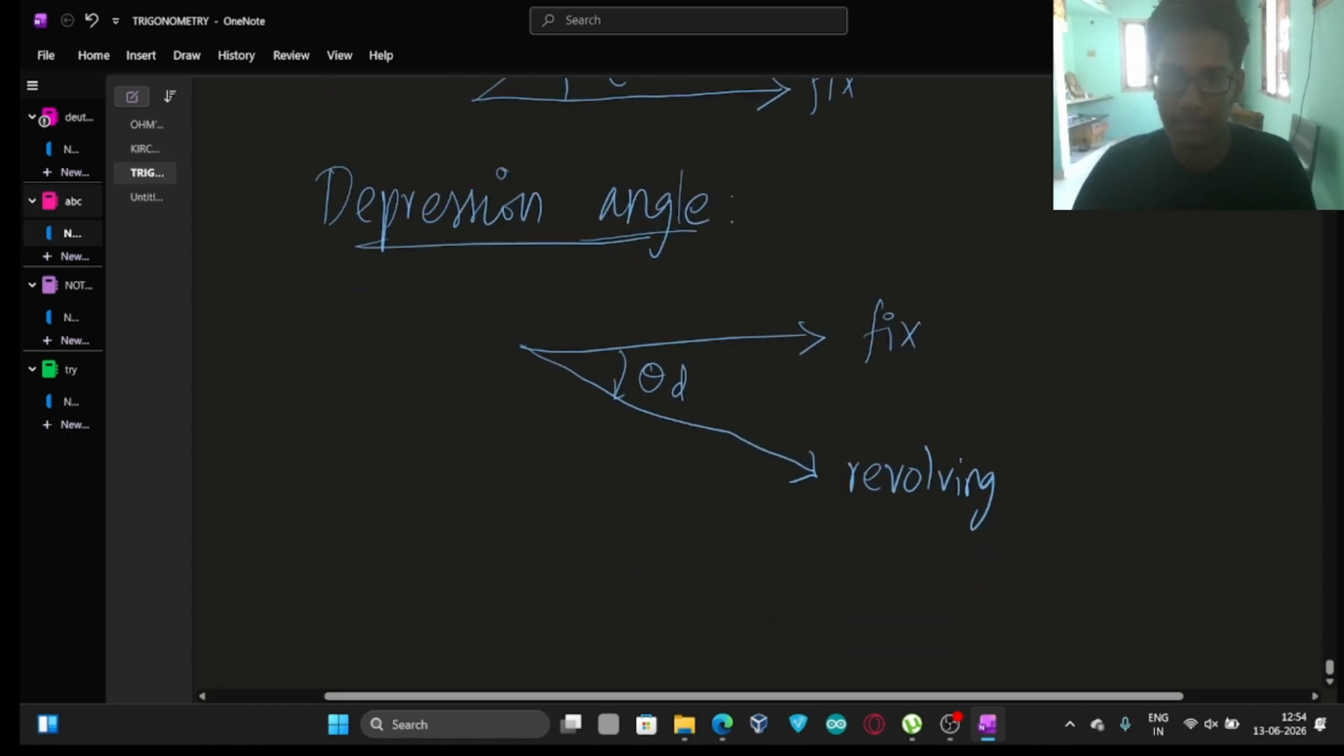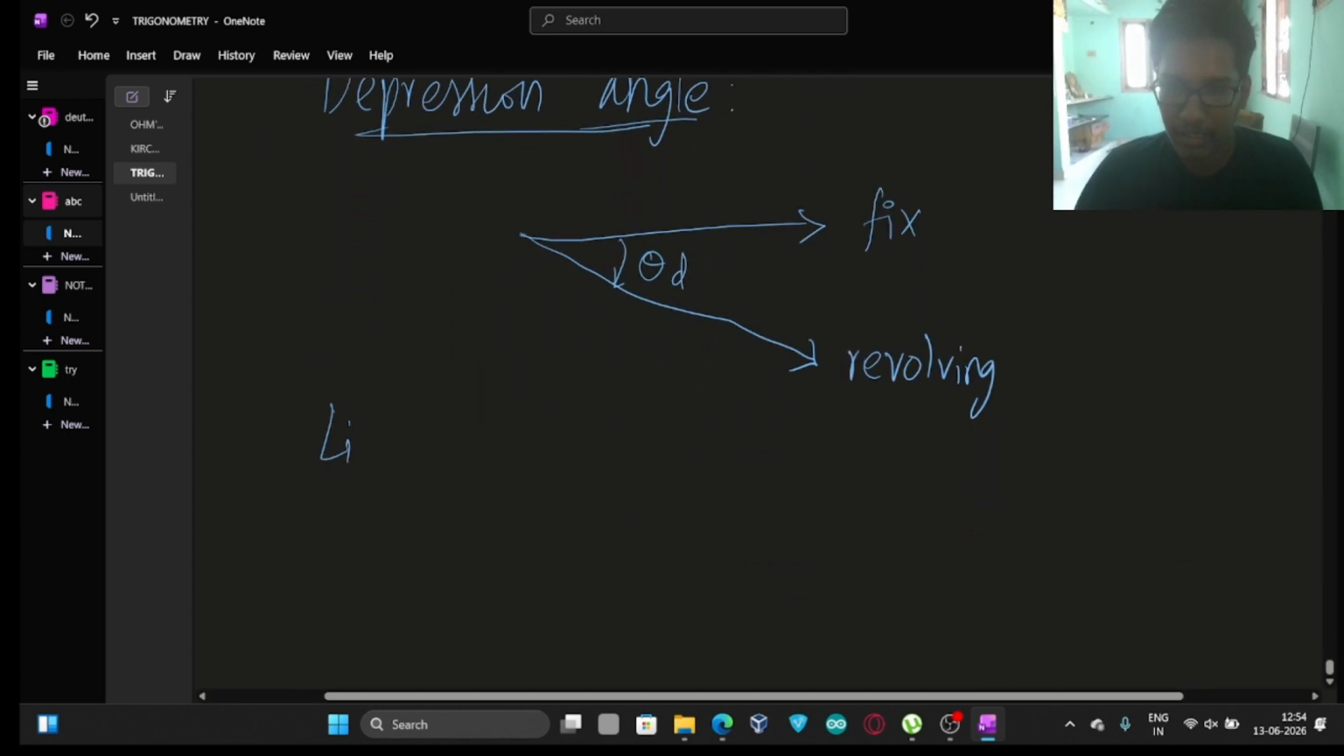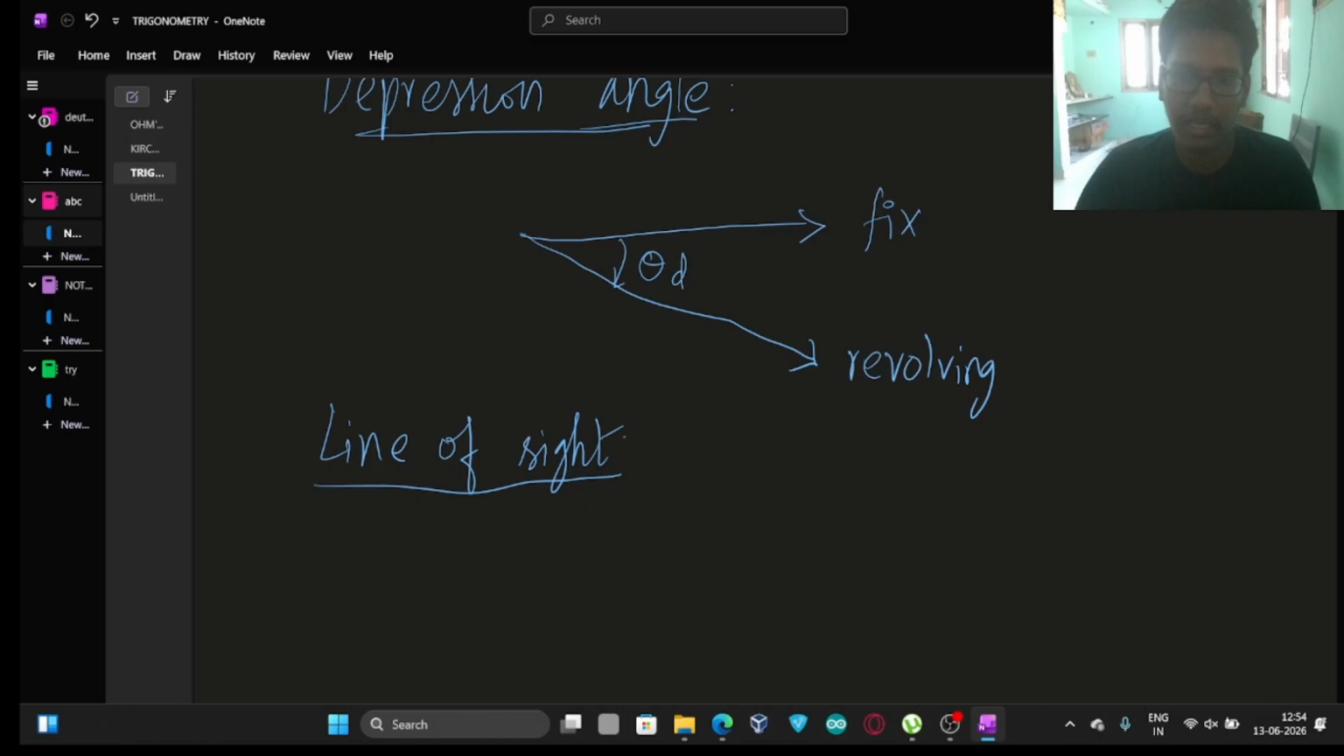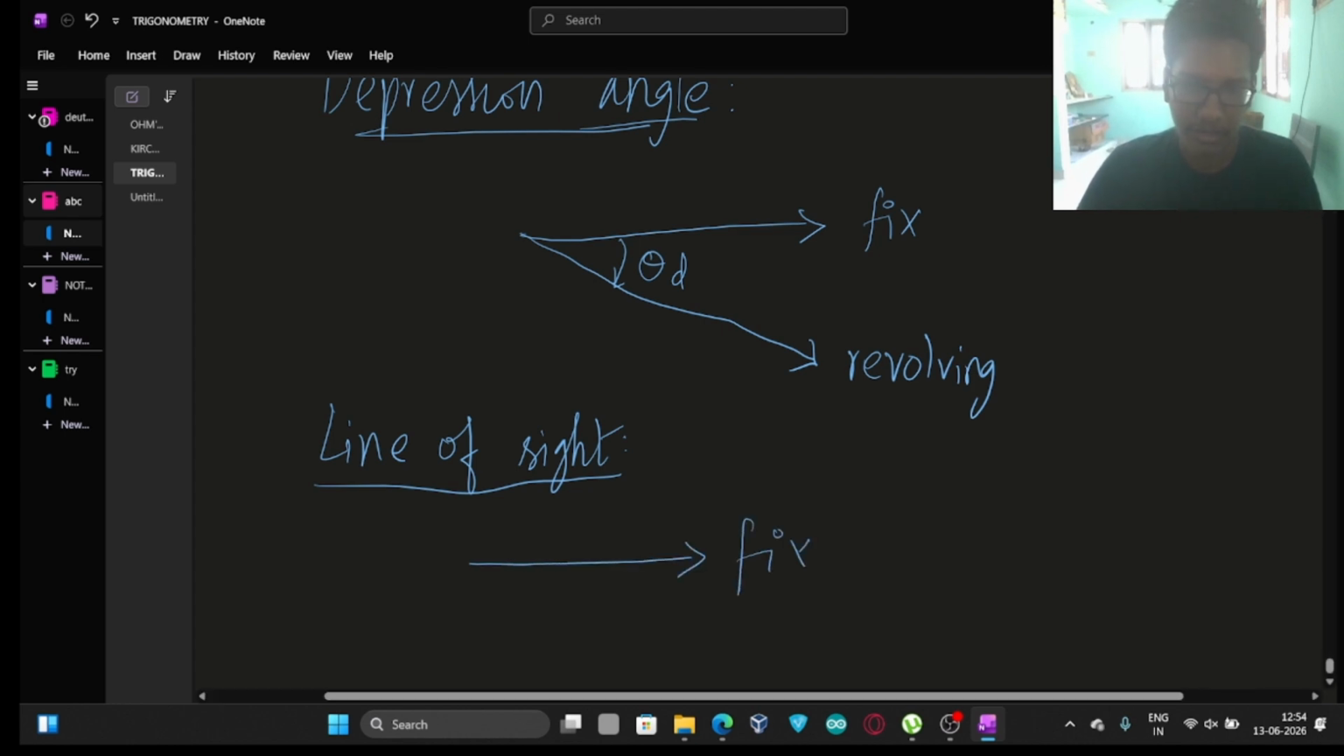So now let's see what is line of sight. Line of sight is typically known as the fixed ray, in other words. The line of sight is the thing through which you could judge whether the angle is either an elevation angle or a depression angle. It's just a medium, it acts as a judge between elevation or depression, and it's the fixed ray through which we deduce whether it's an elevation angle or a depression angle. So this is called line of sight.